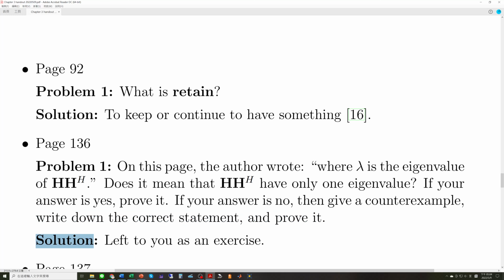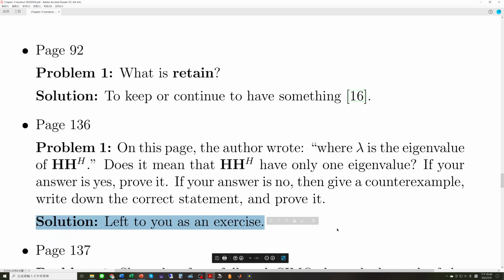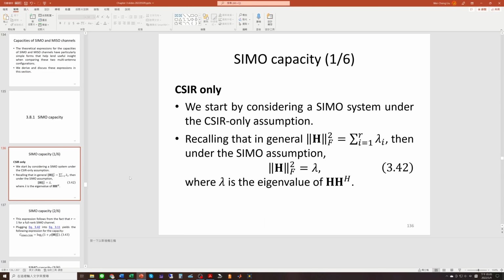Solution: it is left to you as an exercise. I believe that you should be able to solve this problem after taking the course linear algebra, and I know that you have taken the course linear algebra when you were a freshman. Let us go back to the slides.